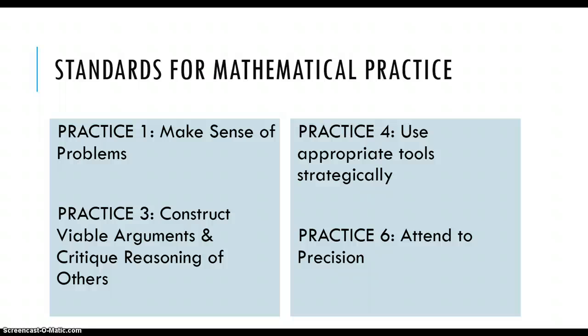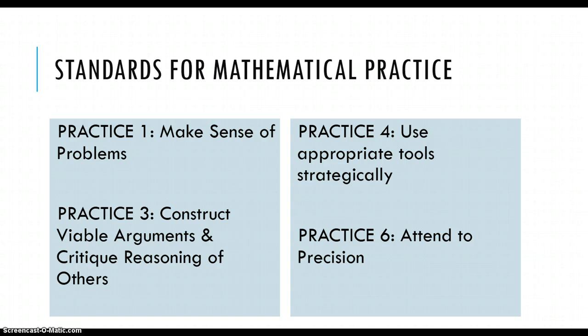Practice 3, construct viable arguments and critique reasoning of others. Students cannot do this if they don't have the strong academic vocabulary. They have to be able to use proof to back up their explanation or their reasoning. Practice 4, use appropriate tools strategically. In this unit specifically that I talked about earlier, students will have to be able to know when to use an expression, when to use an equation, when to use an inequality. Those are the tools of this unit. If they don't know when to use which, they're not able to use appropriate tools.